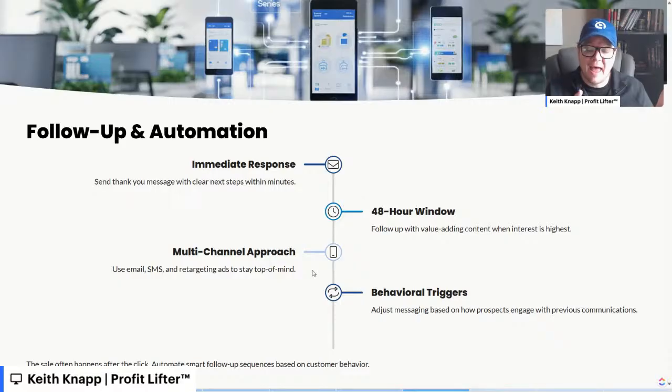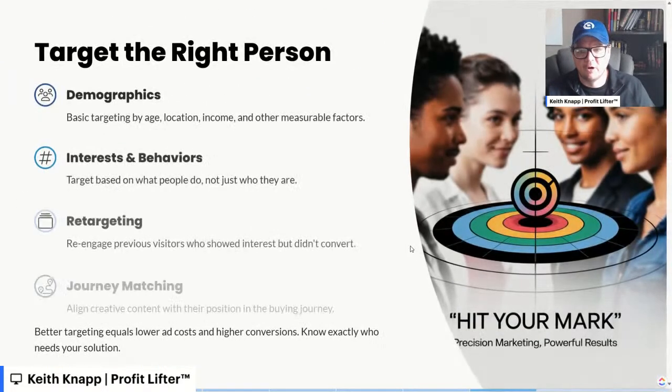The sale often happens after the click. It hardly ever happens on the click unless you're selling something for like 99 cents, something nominal. But automate smart follow-up sequences based on your customer's behavior. The more you communicate, the more they're going to be engaged. The more you can stay top of mind, the more likely they are to buy from you. If people buy from you and they never hear from you again, or if they opt in and they never hear from you again, they're going to forget about who you are. They're not going to know. You're going to go into the promotions folder and never be heard of again.